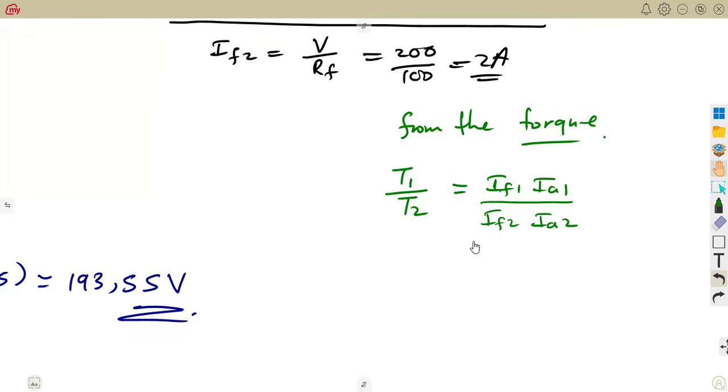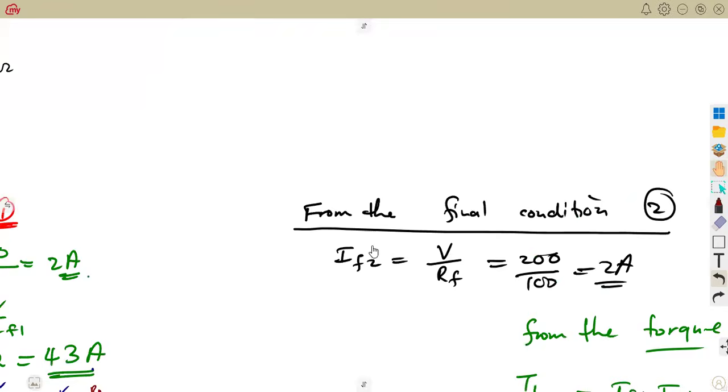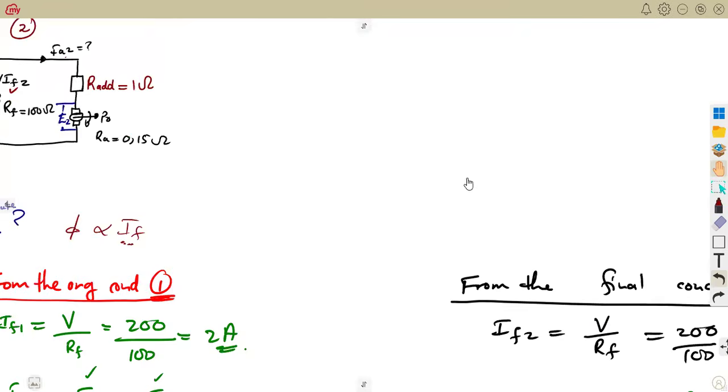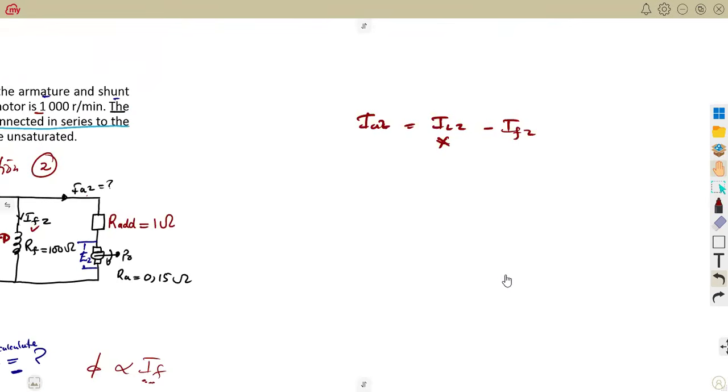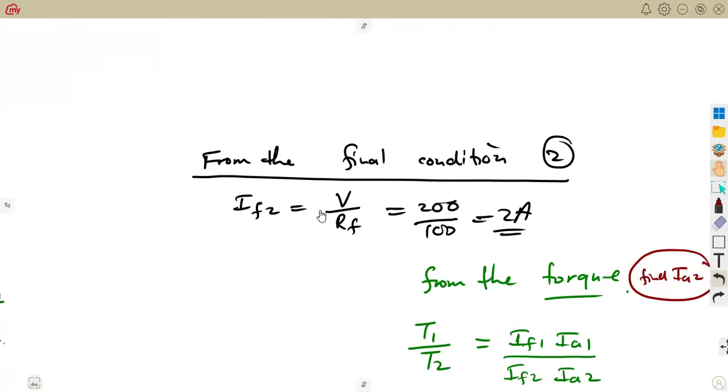So on this formula, remember what you need. From this one, you need to find armature current 2, which is missing on our EMF equation, on this EMF that we need to calculate. Okay, I have removed it, no problem. But you need to calculate this as we saw.